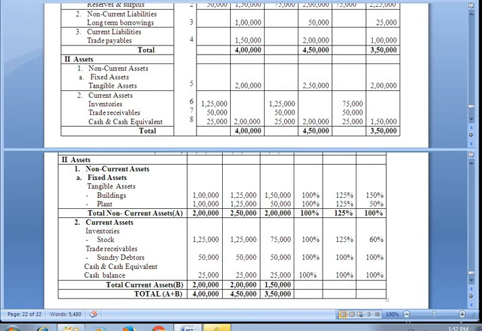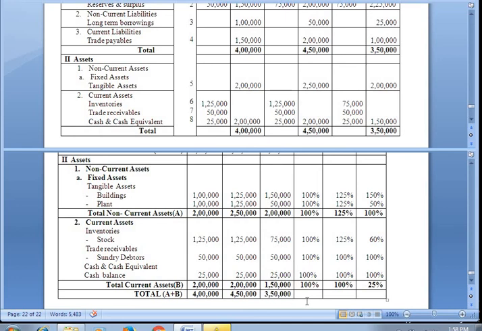Okay. Now the last one is total current assets. First year 2017, 100%. Next, 2 lakh divided by 2 lakh into 100 will be 100% in the year 2018, and in 2019, 1,50,000 divided by 2 lakh into 100 is equal to 75%. Okay. And the last one is total assets. Total assets include A plus B: 2 lakh plus 2 lakh is 4 lakh, 2,50,000 plus 2 lakh is 4,50,000, and the last one is 2 lakh plus 1,50,000 is 3,50,000.